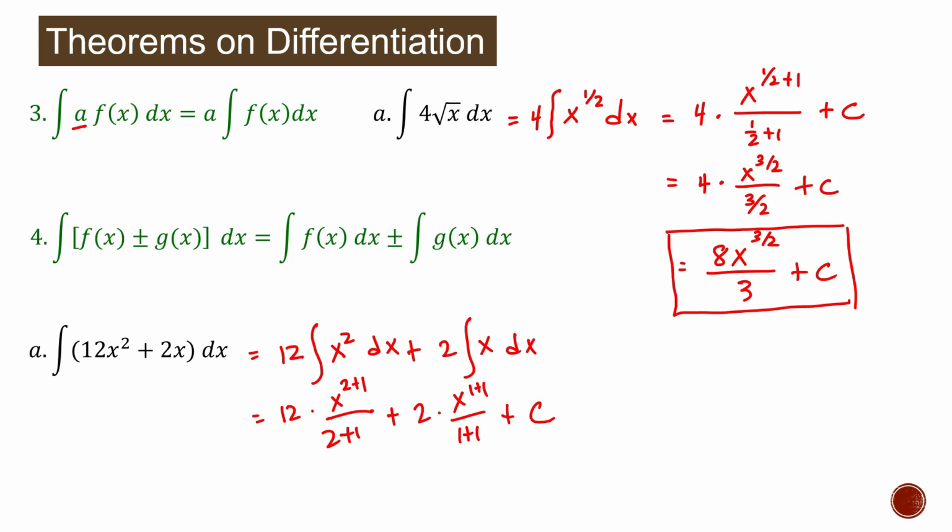All right. So we know that 2 plus 1 is 3. But there's a 12 here, so we can divide those two, and that will just be equal to 4x raised to 3. Now in this term, 1 plus 1 is 2. We cancel out the 2 here, and that leaves us x squared plus c.